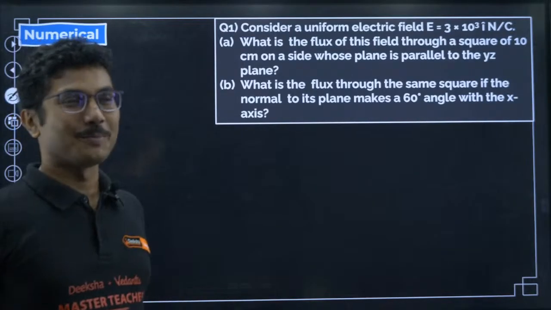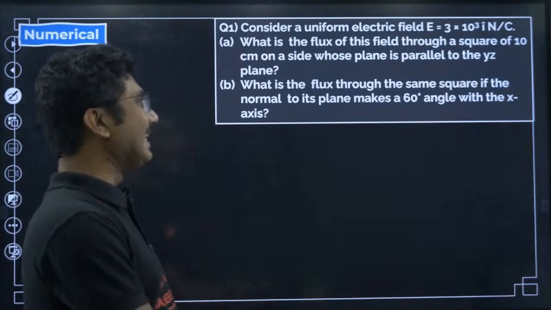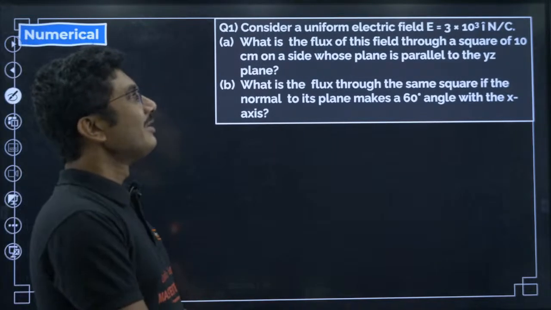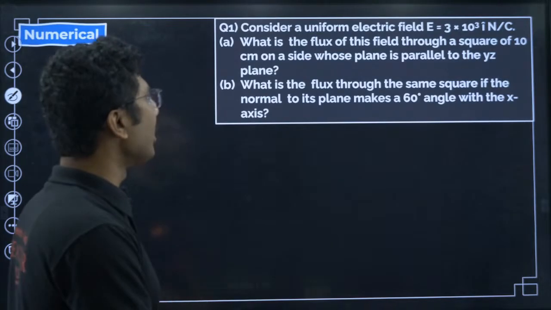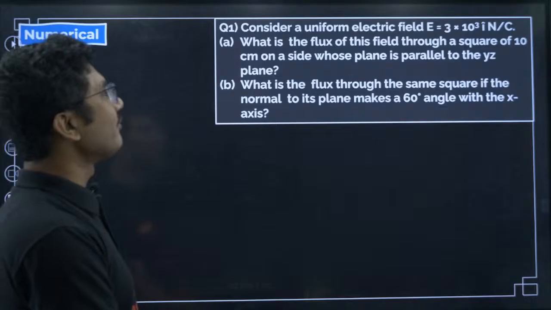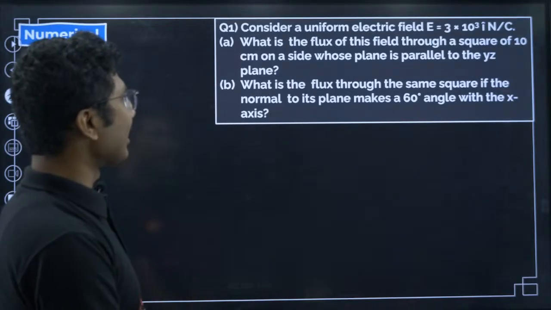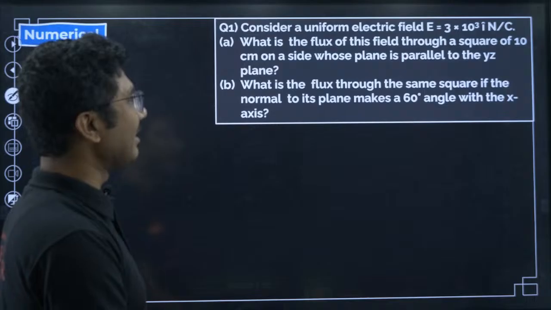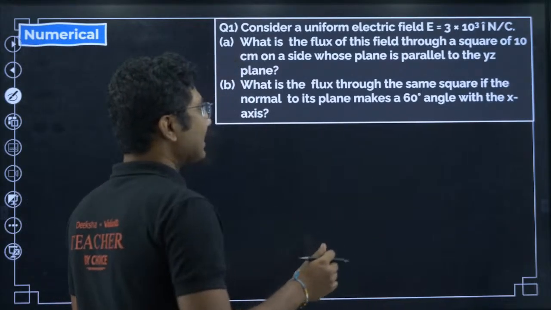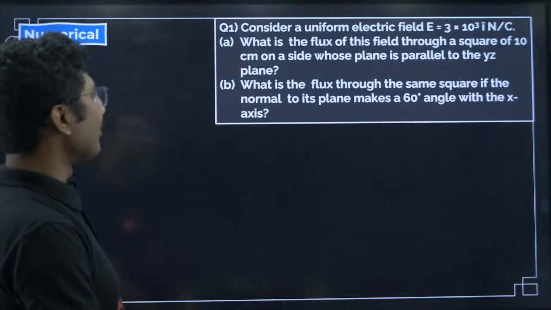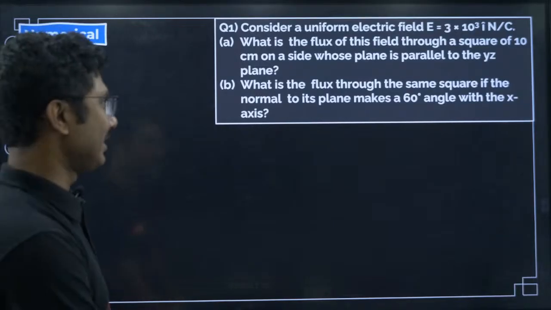Learning does not stop. Consider a uniform electric field E equals 3 into 10 to the power of 3 i cap Newton per Coulomb. What is the flux of this field through a square of 10 centimeter on a side whose plane is parallel to the YZ plane? What is the flux through the same square if the normal to its plane makes an angle of 60 degrees with the x axis? So, let us see.